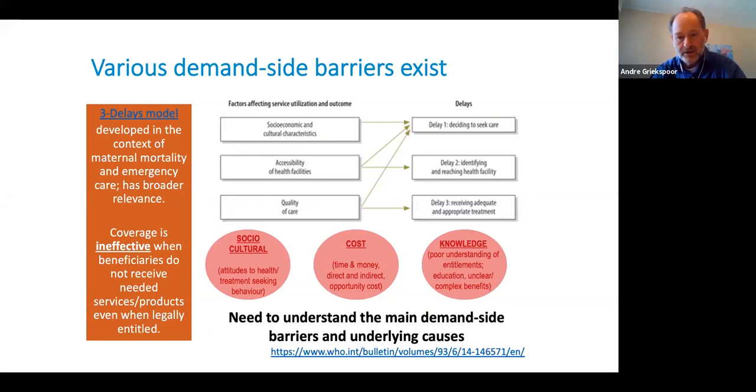And I think there's now a general more acknowledgement that in addition to all the investment that we need to do on the supply side and the supply side financing, that also demand side financing can have a role in reducing financial barriers and increase utilization of services. Next slide, please.